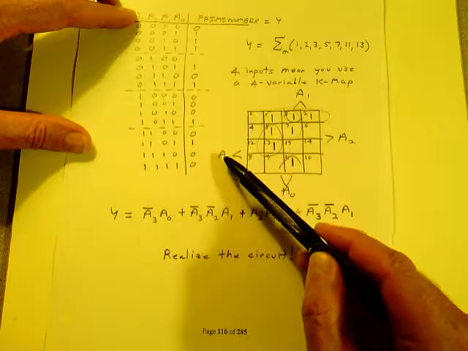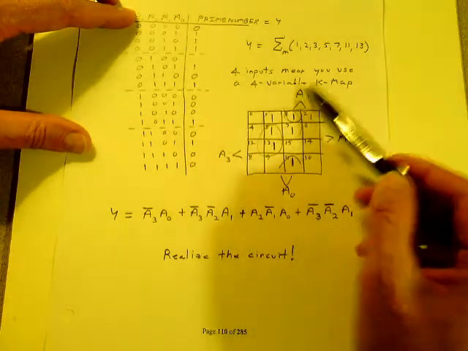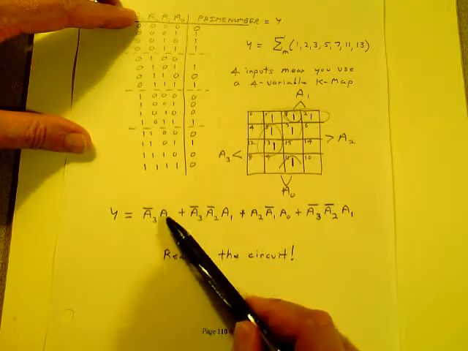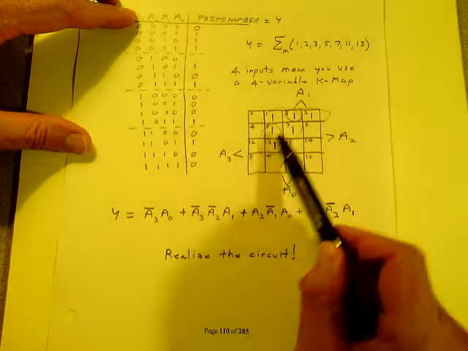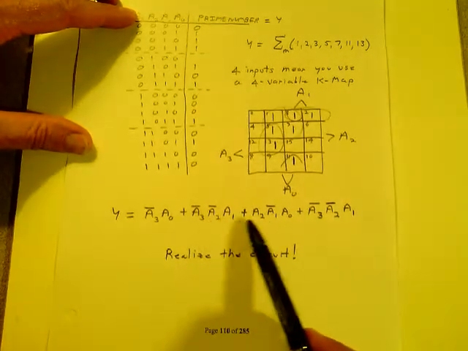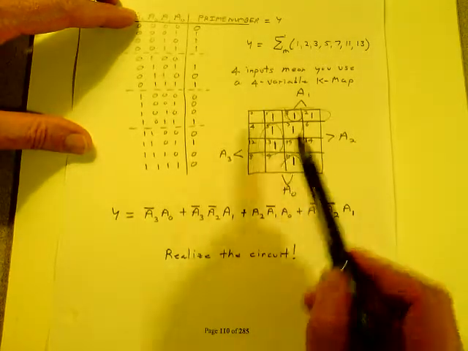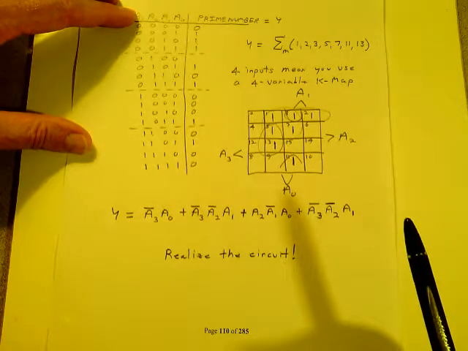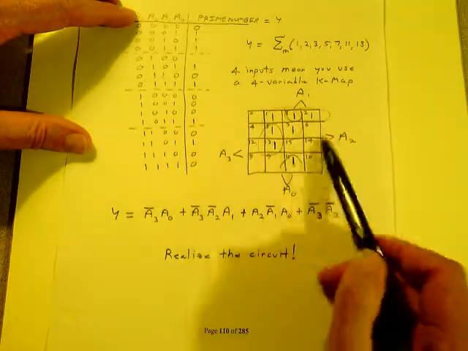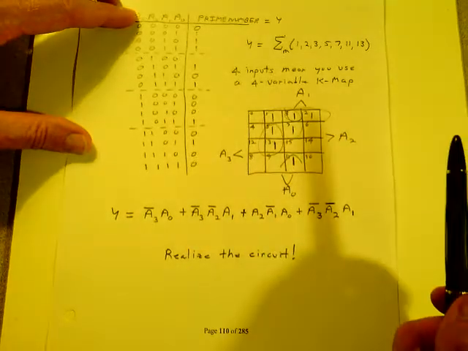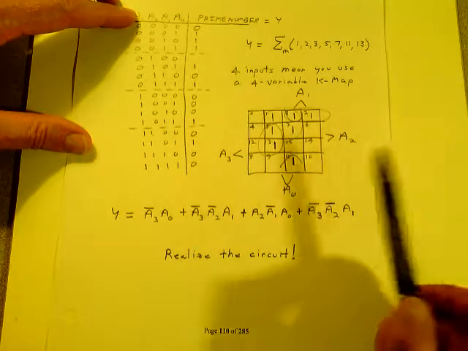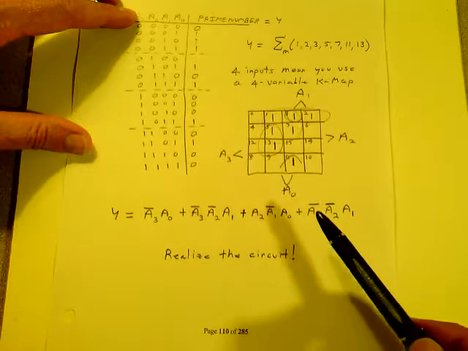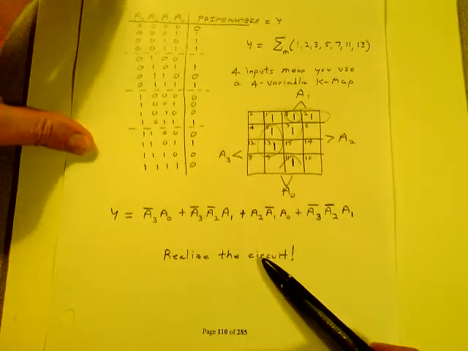And you do this in order. You look at A3, then A2, then A1, and then A0. When you do that, you'll see that this group of 4 is A3 bar A0. And you do it for these other groups of 2, and you'll get these other 3 expressions. Notice the smaller the groups, the larger the number of variables represented. A group of 8 is only going to show 1 variable. A group of 4 is going to show 2 variables. A group of 2 is going to show 3 variables. Then you realize the circuit from the expression.